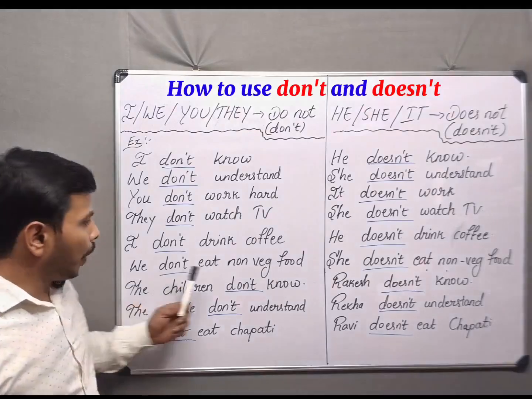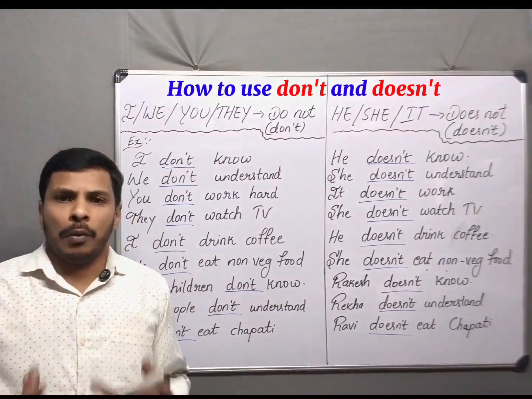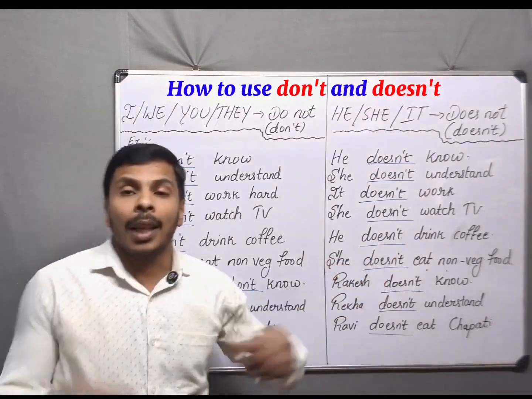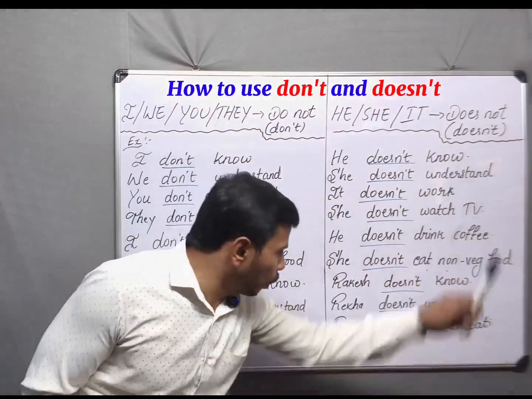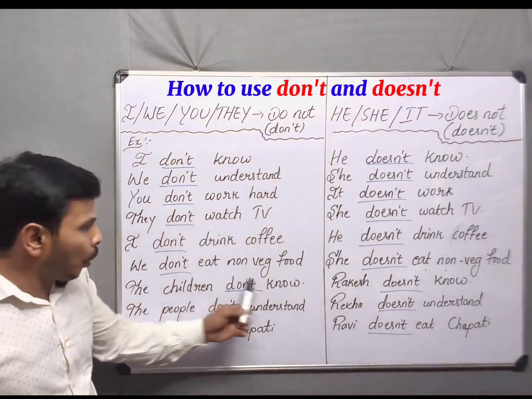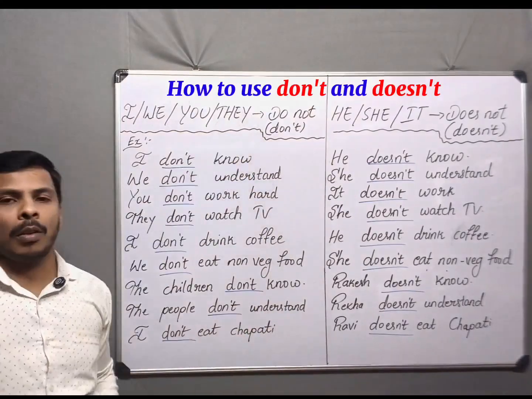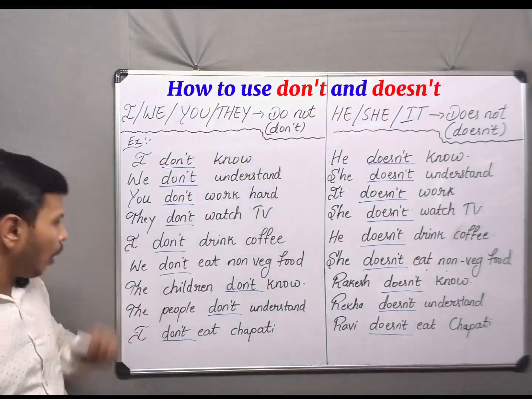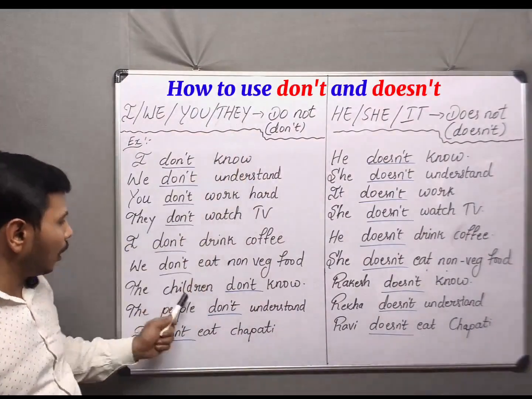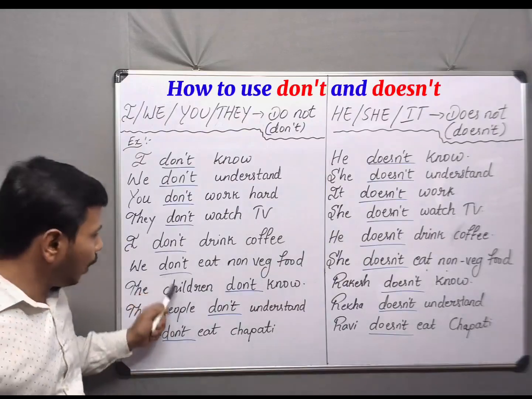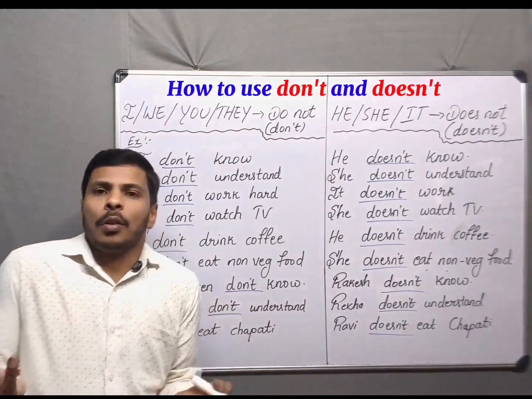And also, we don't eat non-veg food. She doesn't eat non-veg food. The children don't know. Instead of using they, it is pronoun, it is noun. The children. I used children instead of they. The children don't know.